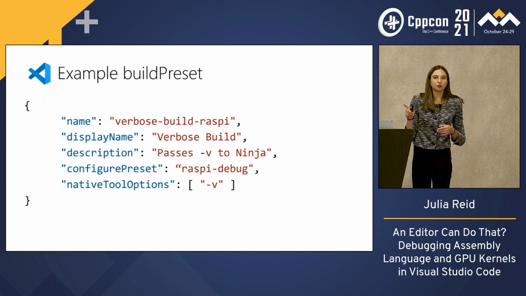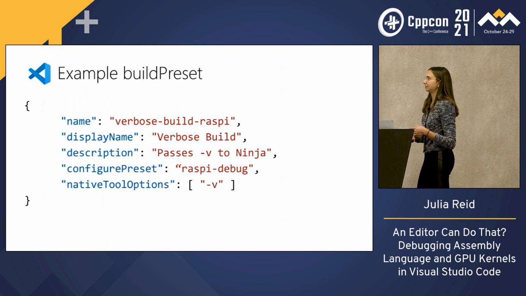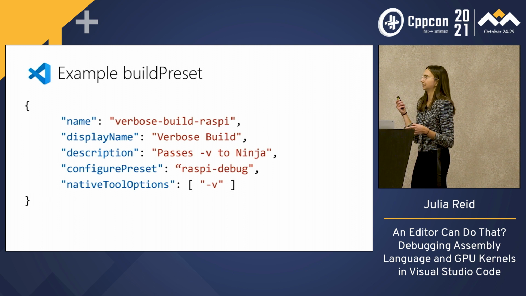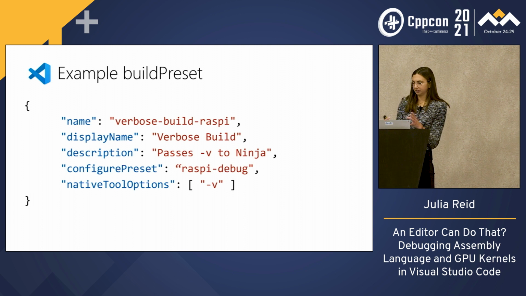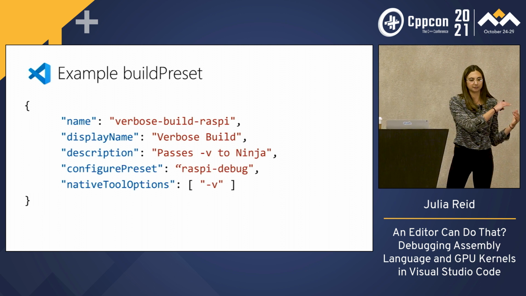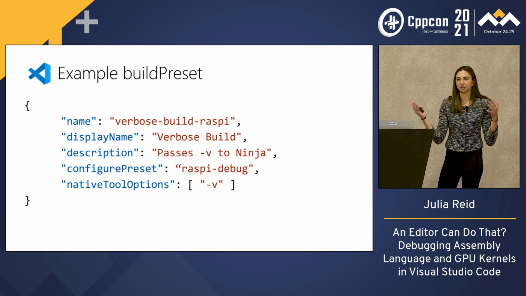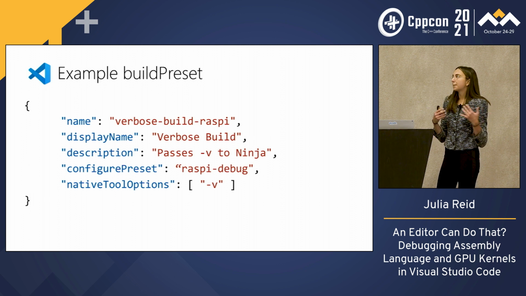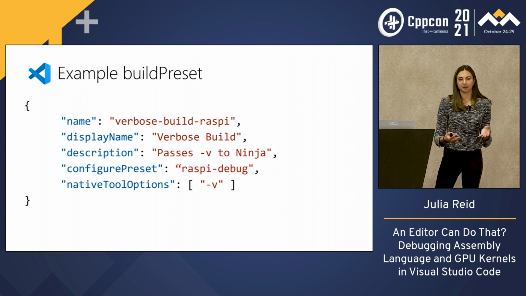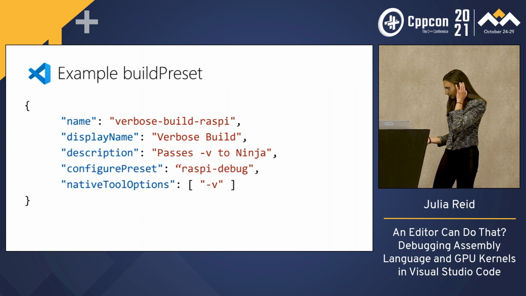This is an example build preset. So this is a verbose build. It passes -v to Ninja. And a single build preset corresponds to a single --build invocation to CMake on the command line. But you can define as many build presets as you'd like in your CMake presets JSON file for your project.